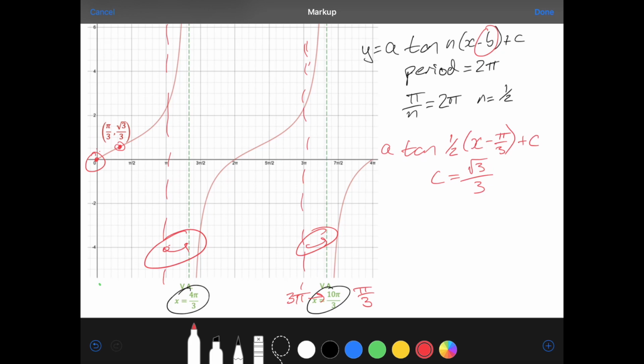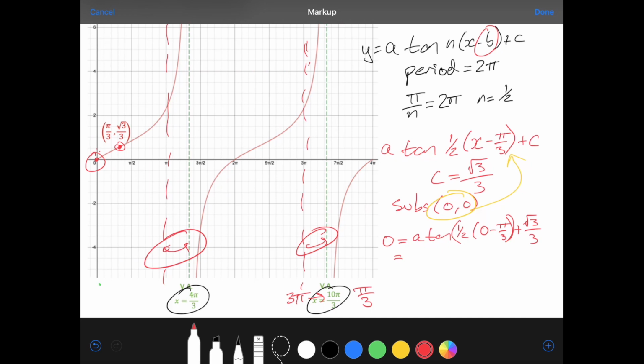What is the origin? We worked out N and B and C, and now to work out A, I'm just going to substitute in a point. So in this case, I'm going to substitute the point 0, 0 into this equation here, and that gives me 0 is equal to A tan a half lots of x, which is 0, minus pi on 3, plus root 3 on 3.